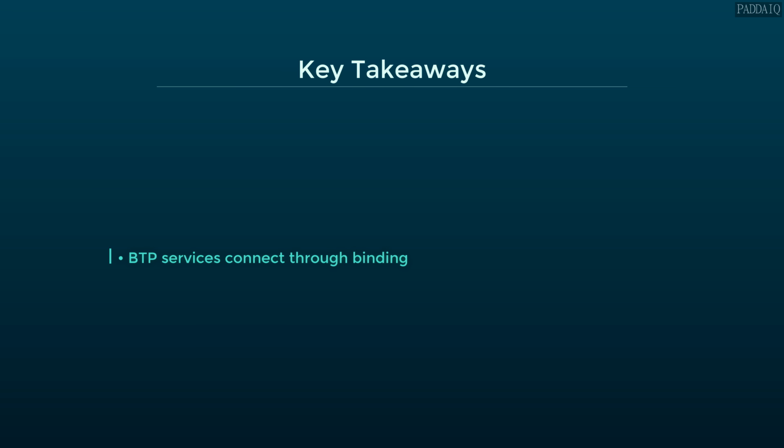Key takeaways from today's session. BTP services connect through binding. This means you securely link different BTP services so they can communicate and share data. For example, you bind an application to an HANA database, allowing the app to securely access and store information. This binding is essential for building integrated and functional solutions on the platform.